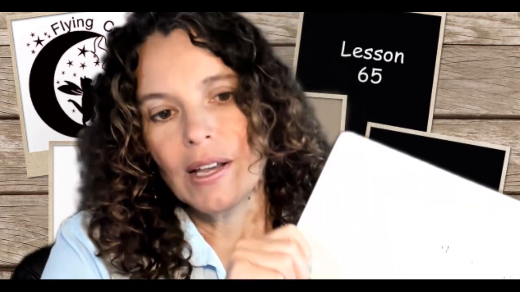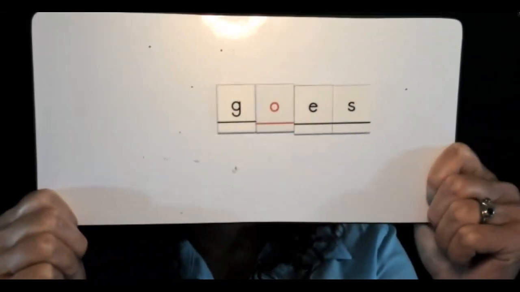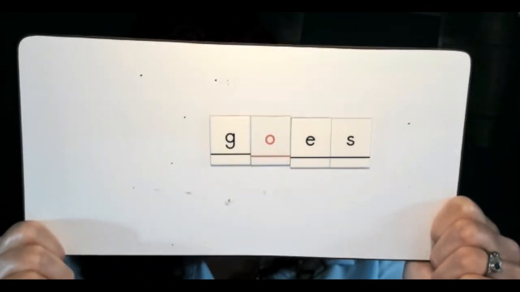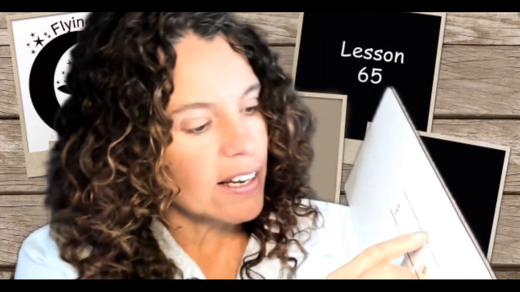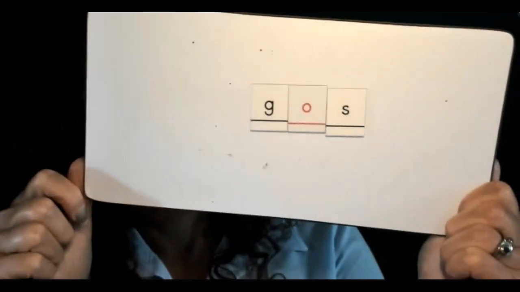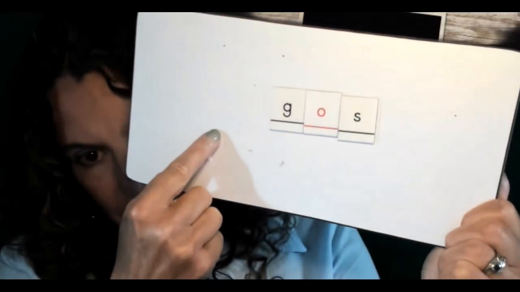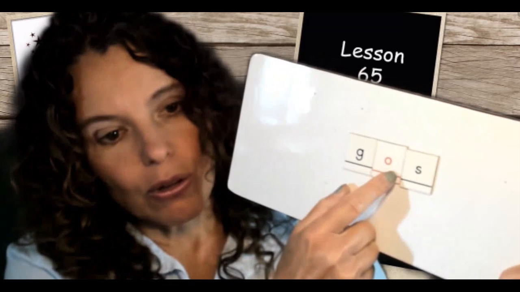Goes. In an open syllable, if I want to turn that into goes, I would have to add es. I can't just add s because I would run into a problem. That's incorrect because people might make the mistake of thinking that this is a closed syllable and read this as goss. So that's why we put es there.